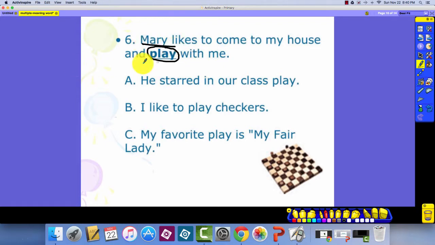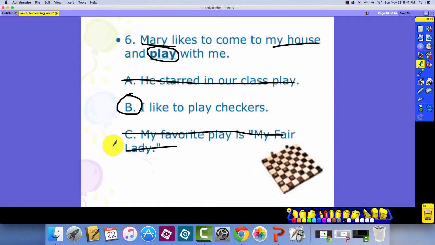Well, Mary is going to a house. Those are our big clues there, okay? Think to yourself. Don't you usually go to a friend's house to play or have fun with them? Okay, so let's see what option is the most close to that one. A, he starred in our class play. Now they're not talking about a class play. I like to play checkers. Okay, could be that one. Or my favorite play is My Fair Lady. Again, they're not talking about a play there, okay? So it's most likely this sentence right here. I like to play checkers.